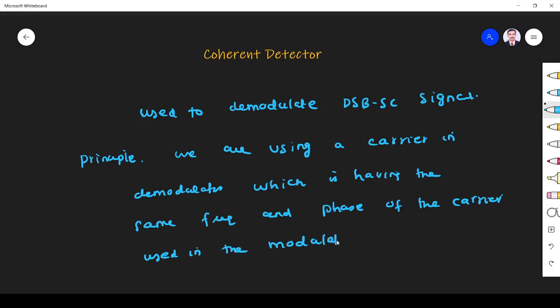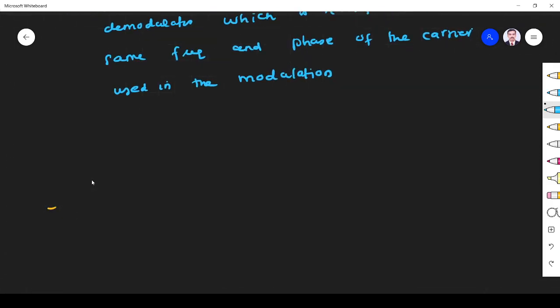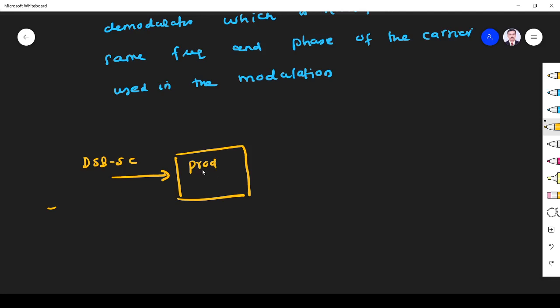So what is the block diagram? This is simple. Let us assume the incoming DSBSC wave is this. Here also we have a product modulator, like what we did in the DSBSC modulation. Otherwise I put a cross and write the name: product modulator. Here I have a carrier.